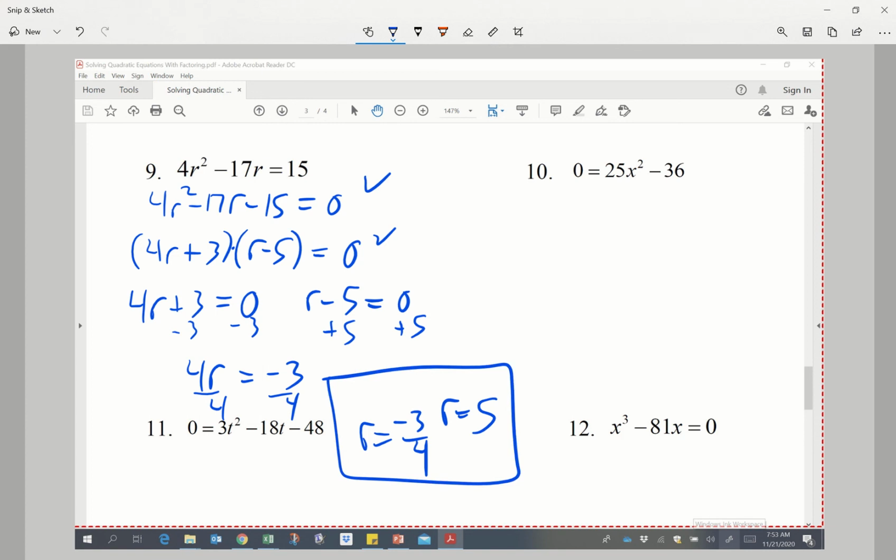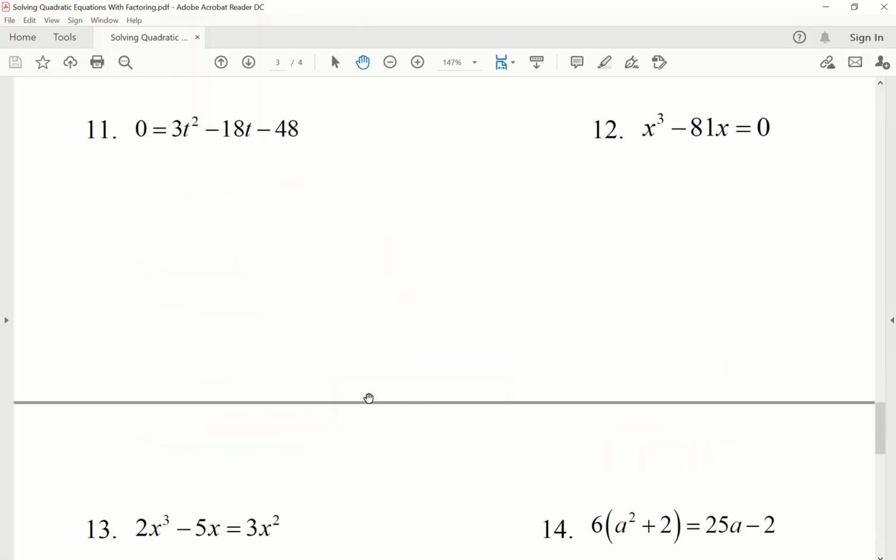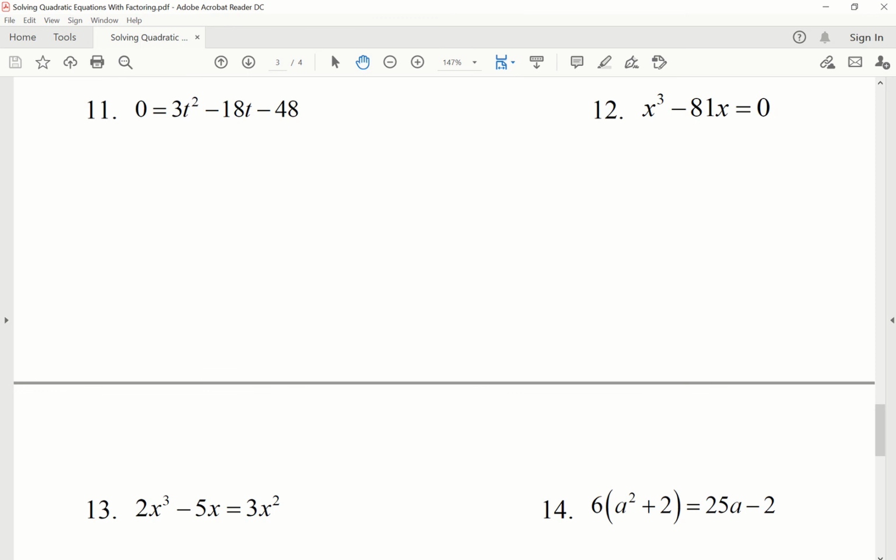So for this quadratic equation, we have two solutions again. They are r equals negative 3/4 and r equals positive 5. Let's take a look at the next one, number 11.